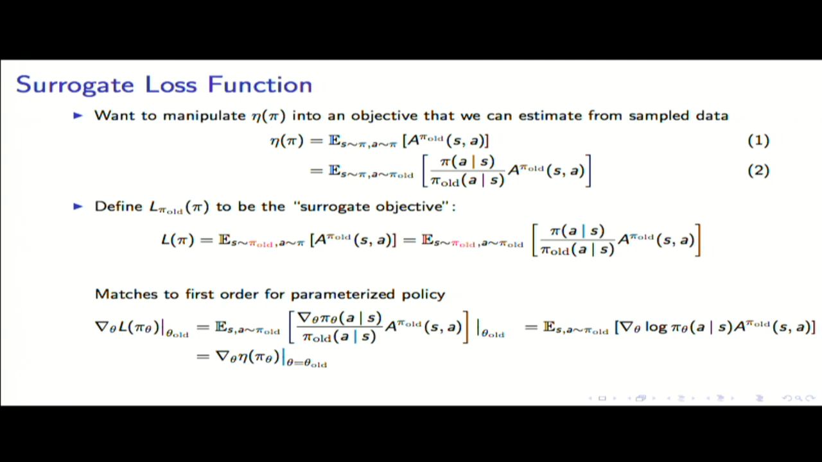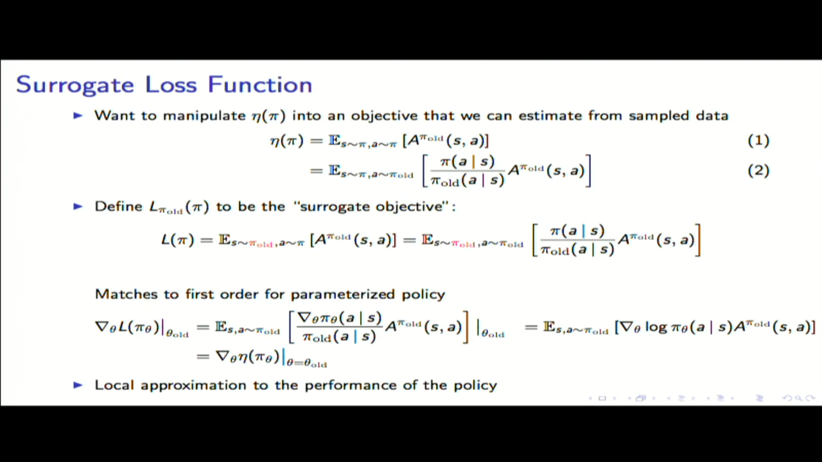So what is L here? It ends up being a local approximation to the performance of the policy. We care about eta, which is the performance of the policy, and L is a local approximation to that.